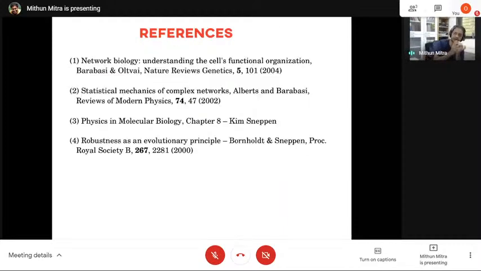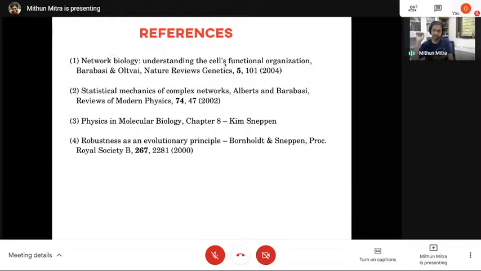Anyway, I don't want to get into a lot of details, but this is a very broad field in itself. People have worked their whole lives on these network approaches to biology. If you are interested, here are some very starting references, I would say. This paper by Barabasi and Oltvai in Nature Reviews Genetics talks about network biology, and how to understand the cell's functional organization in terms of these networks.